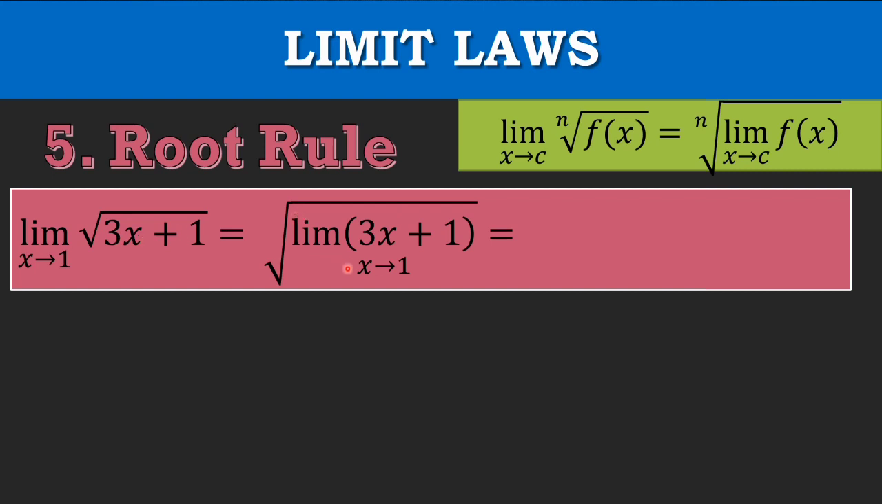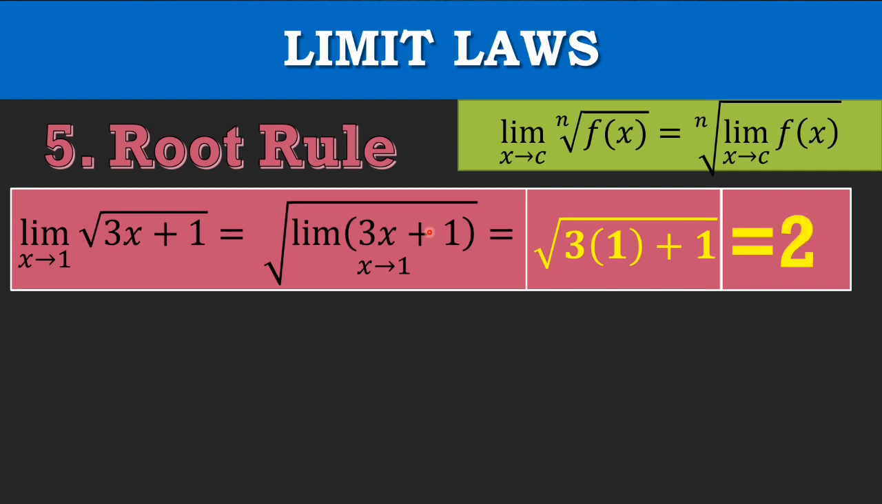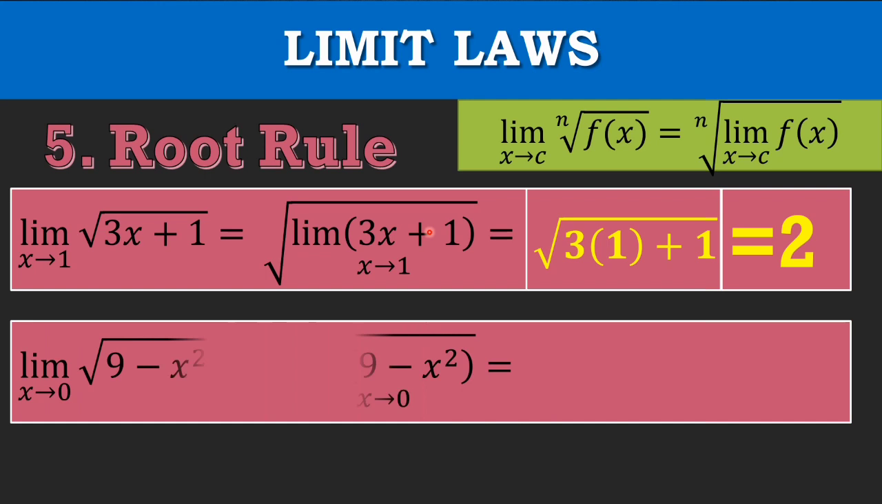Okay, so yung x magiging 1, so we get 3 times 1, that is 3, plus 1, that is 4. So limit of 3x plus 1 as x approaches 1 is 4, and we need to find the square root of that, and the square root of 4 is 2, and the answer is positive 2. Another example, we have limit of square root of 9 minus x squared as x approaches 0 is also the same as square root of limit of 9 minus x squared as x approaches 0.